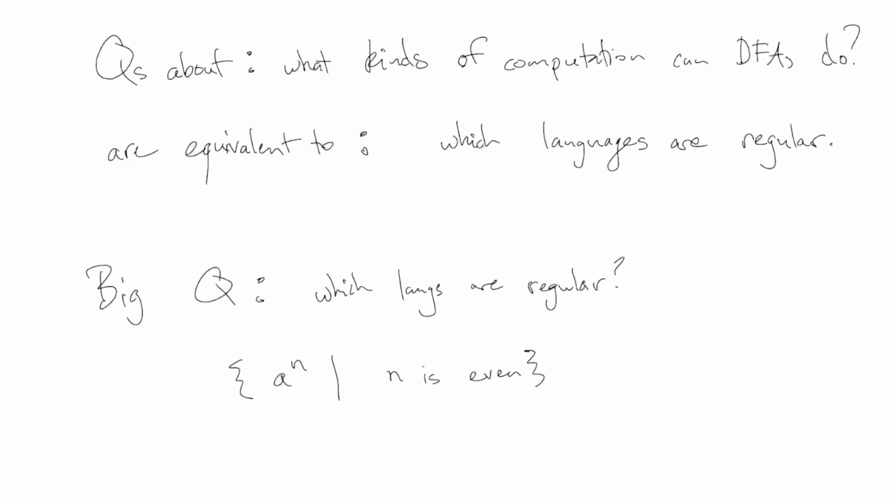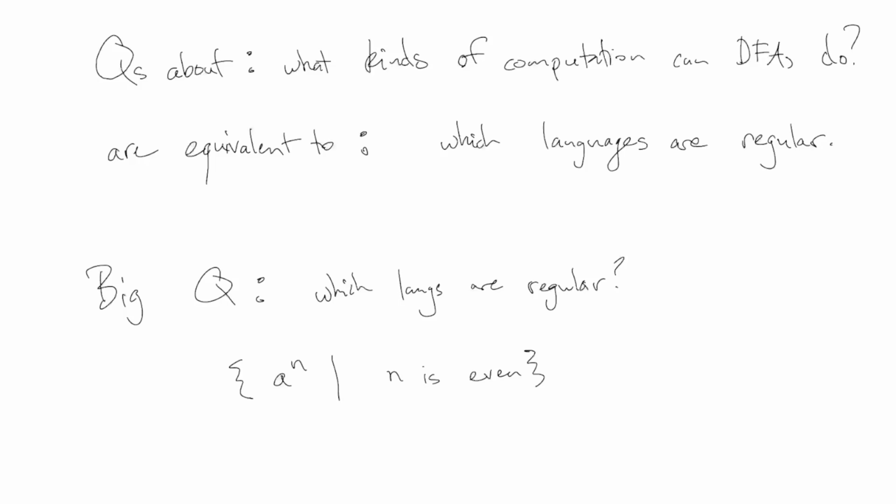So I hope you remember from your discrete math days how to write and read set theory notation. We're going to do this all the time in this class. a^n such that n is even. Is it regular or not? The question is the same as saying, is it possible to make a DFA that accepts only when the power is even? And the answer is yes.